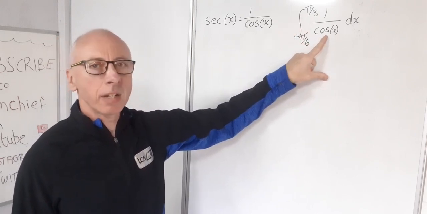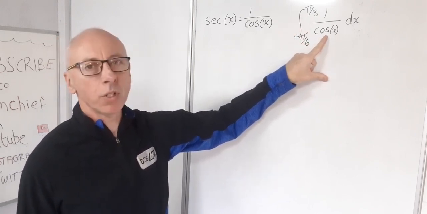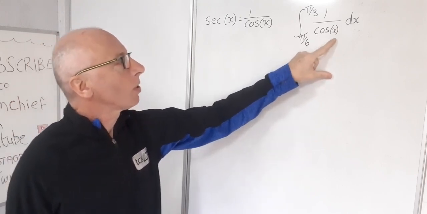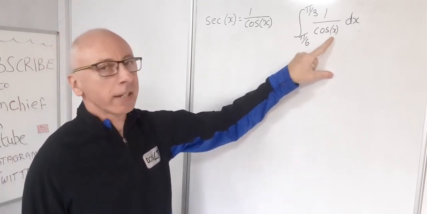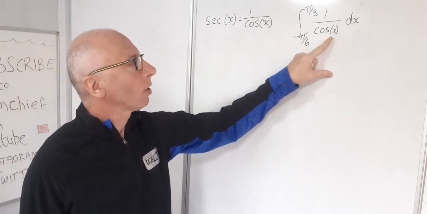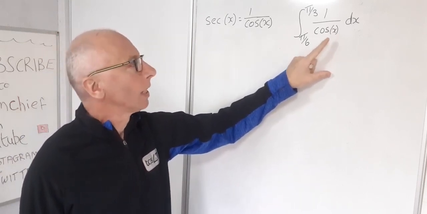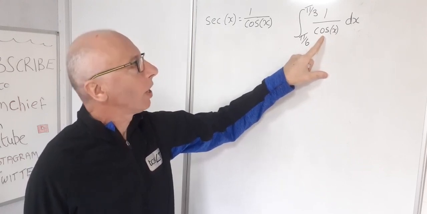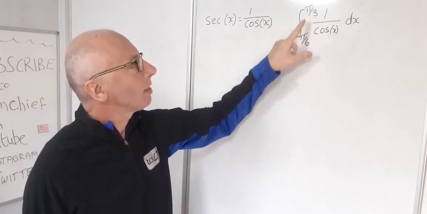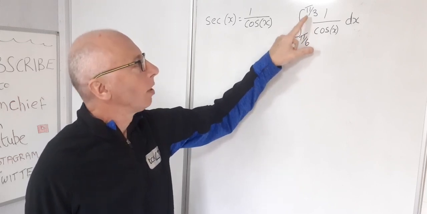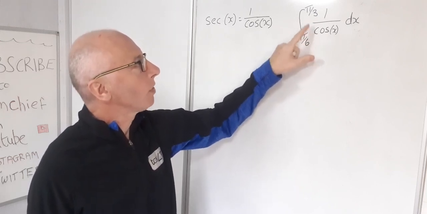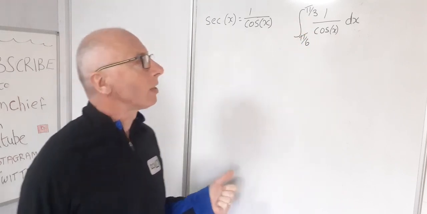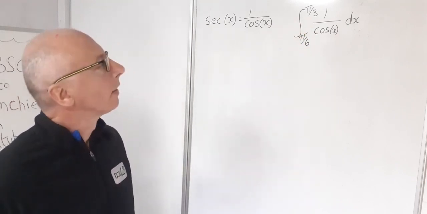Now, as this is a reciprocal of a trig function, first of all, we need to establish, is it continuous? Now, we know that cosine of x, when x is pi over 2, cosine of pi over 2 is 0. So this is going to be non-continuous at pi over 2. So as this doesn't fall in that parameter there, pi over 6 to pi over 3, this is going to be continuous. So we're clear straight away to go into integrating this thing.